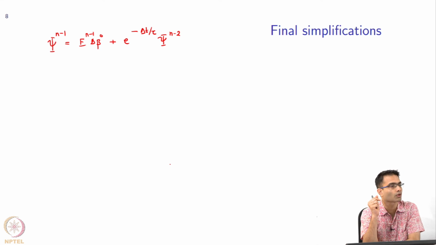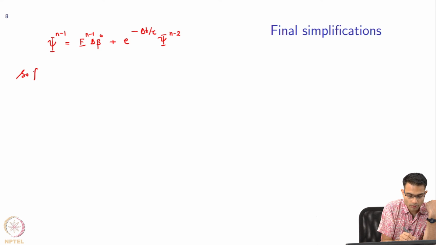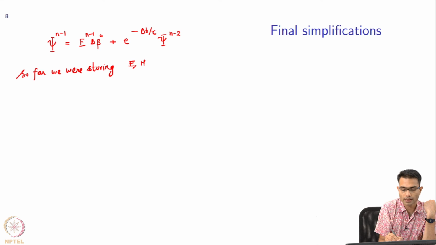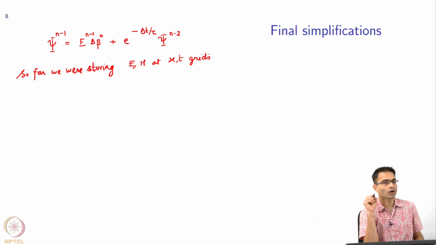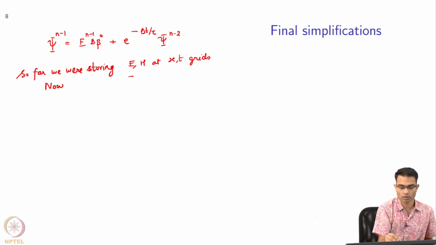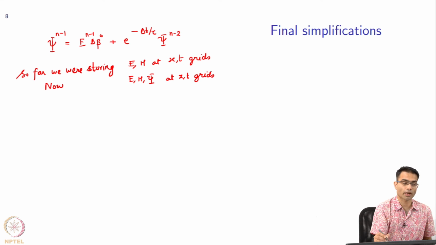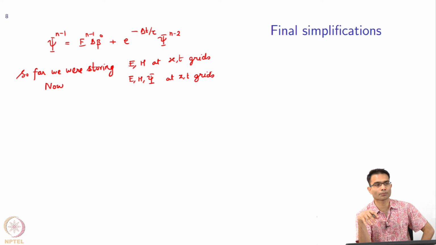So far, what were we storing? We were storing the E's and the H at space and time grids. Now, what we have to store is E, H and psi at space time grids. So my computational load has increased by one more variable that I have to store.